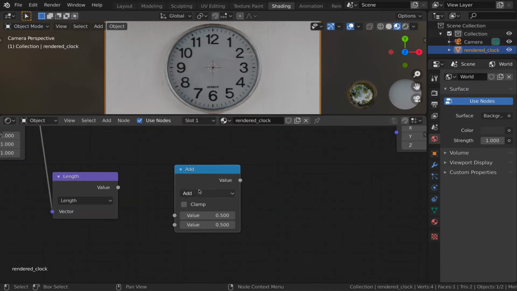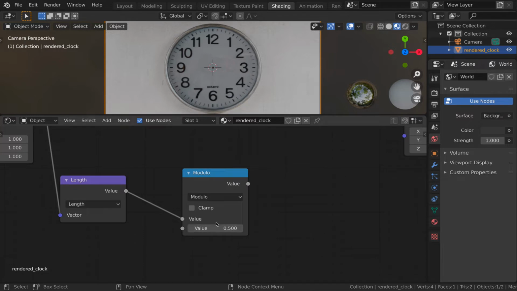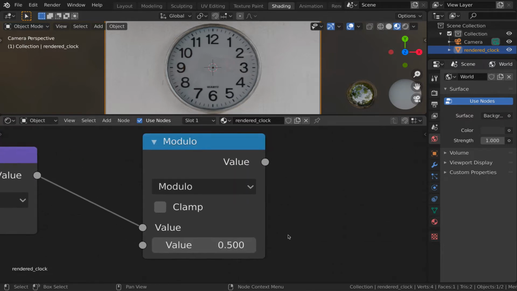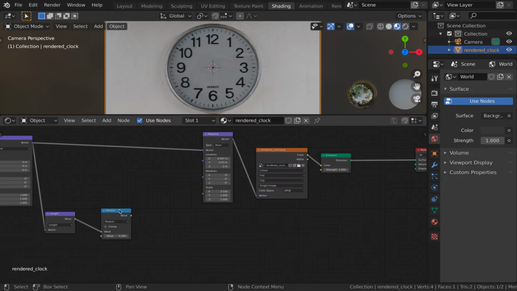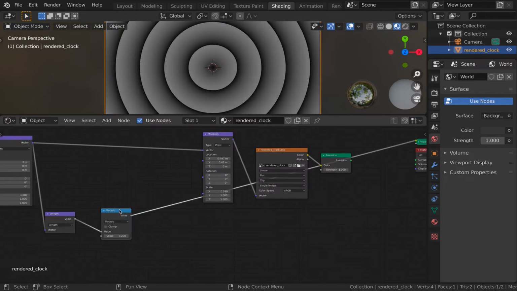Connect the length node to a new math node using the modulo function. Get it to compute length modulo 0.2. In case you're not familiar with modulo, think of it as giving you the remainder when you divide length by 0.2. So as the length increases, it sweeps through the range 0 to 0.2 over and over and over forever.